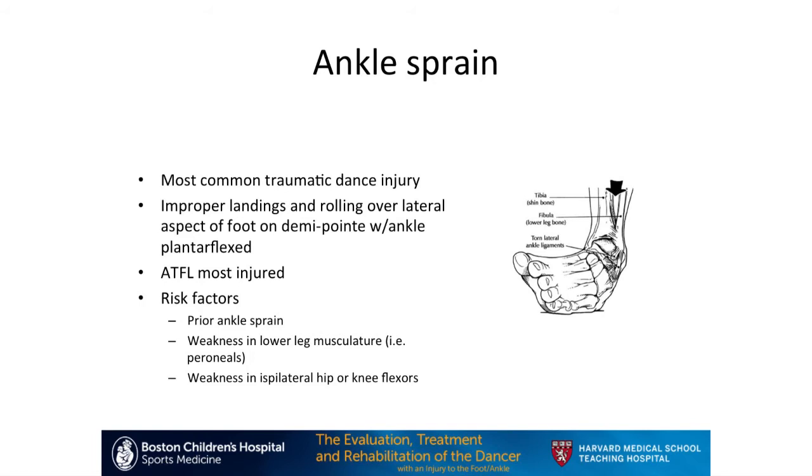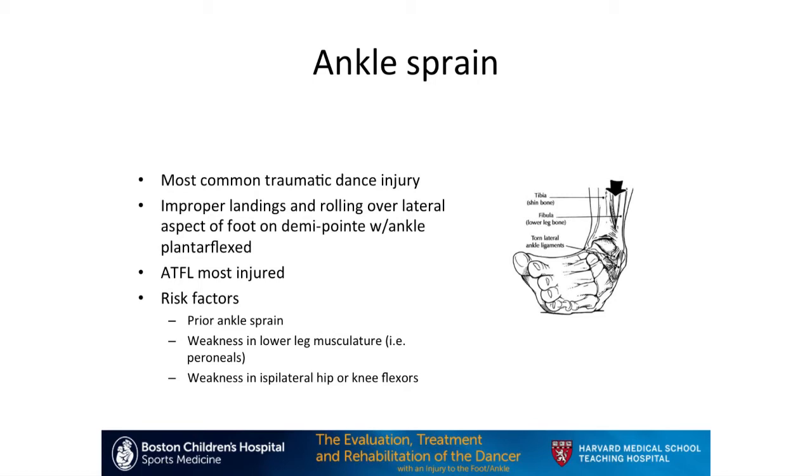But as Dr. McKaylee was alluding to, these can be really hard. It's the most common traumatic dance injury that we see. And it often happens with improper landings and rolling over the ankle, especially in that unstable position of demi-point, with the ATFL being the one most commonly injured. And what are the risk factors? Well, if you've had a prior ankle sprain, that's certainly a risk factor. If you have any weakness in the lower limb, or in your hip girdle, or pelvic girdle, or lumbopelvic girdle, so it's that kinetic chain, then that can also lead to ankle injuries as well.